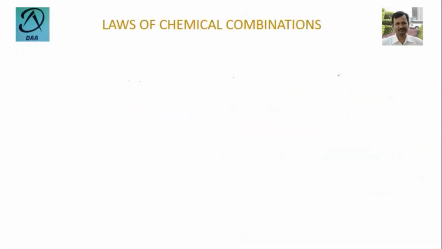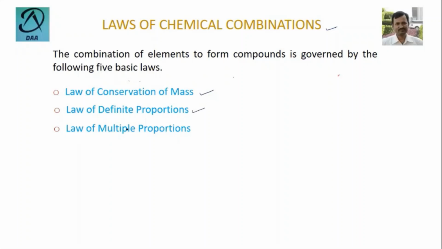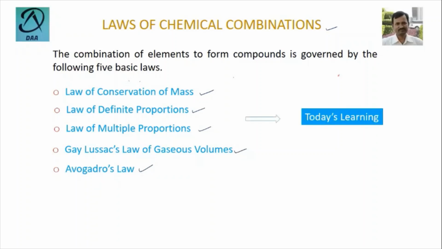Now I'll start today's topic, laws of chemical combination. It has 5 basic laws, and number 1 is the law of conservation of mass. Second, law of definite proportion. Third, law of multiple proportion. Then Gay-Lussac's law of gaseous volumes, and last, Avogadro's law. So today these 5 laws are our learning points. We'll start one by one.